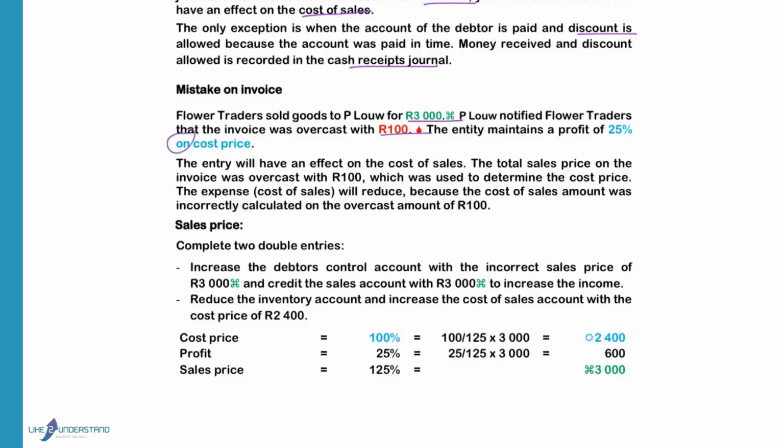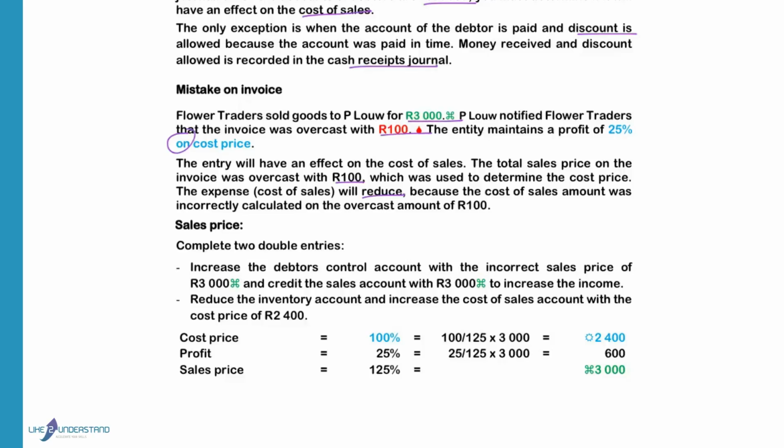This entry will have an effect on cost of sales because the total sales price on the invoice was used to determine the cost price. So if the invoice price was overcast with 100, the cost price will also be overcast. The expense, cost of sales, will have to be reduced because the cost of sales amount was incorrectly calculated on the higher amount of 100 rand.